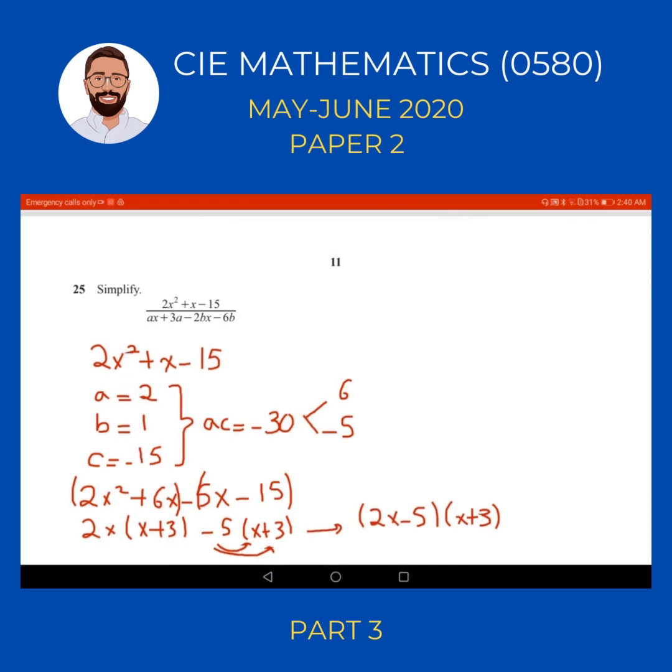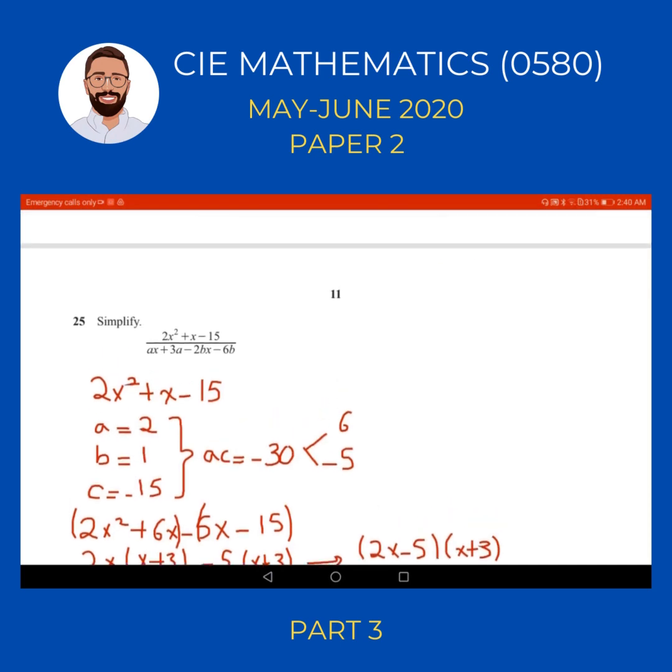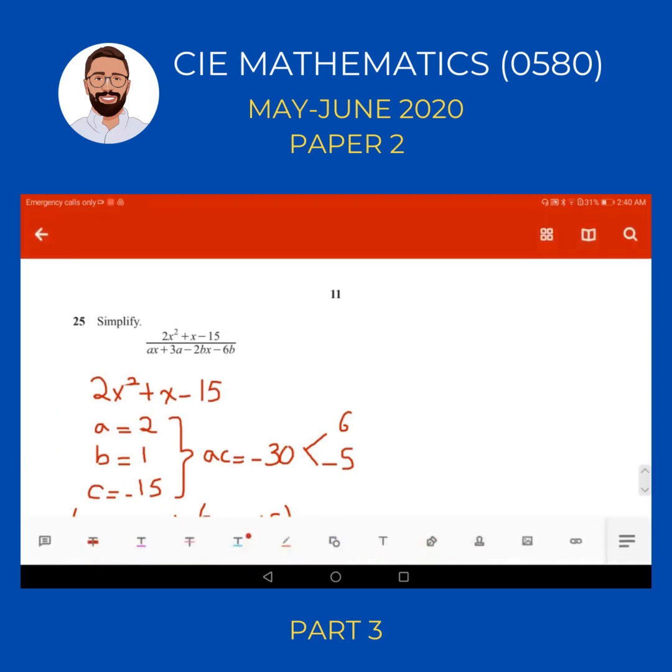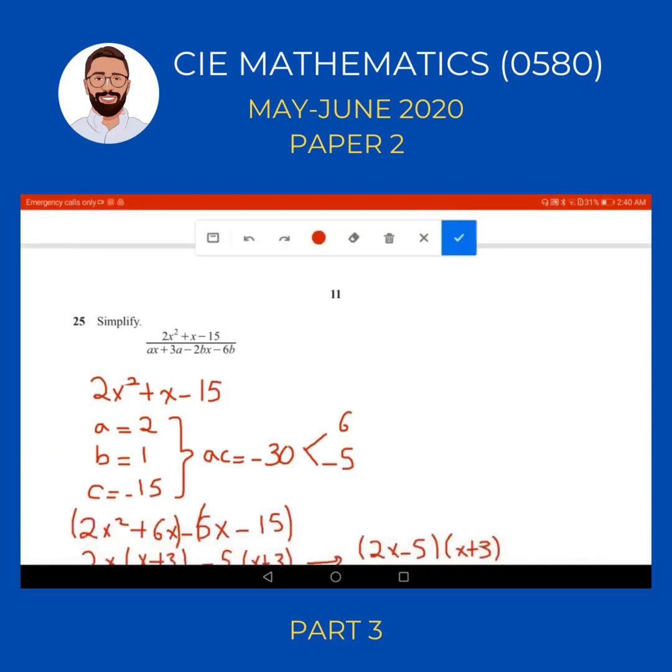Now let's factorize the denominator. So I have ax plus 3a minus 2bx minus 6b. Again, since this is an expression of 4 terms, then the correct method is the grouping method. So I need to group the first 2 terms and the second 2 terms. Now for the first 2 terms, the common factor is only a. So you need to take a outside, and inside the bracket you have x plus 3.